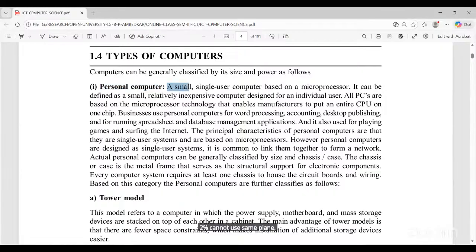The size of personal computers is very small, so that's why it is called small. And these computers are a little cheap, you can call them inexpensive, meaning a little less price. The price is a little less because these are all individual computers. Okay, so these computers are personal computers.